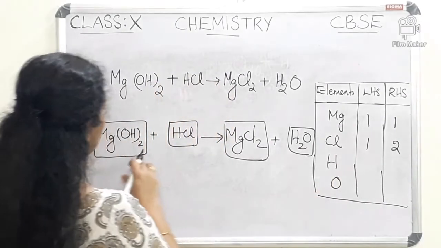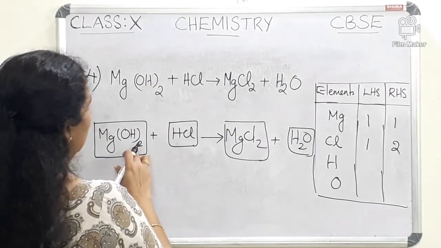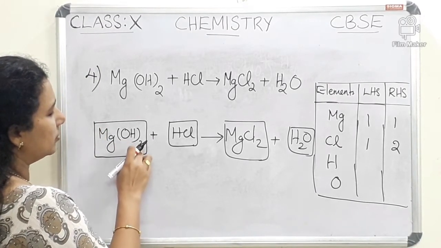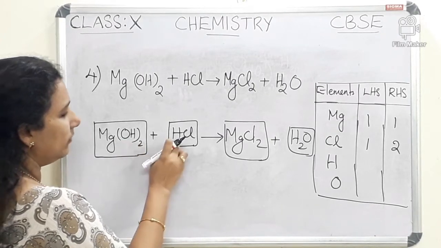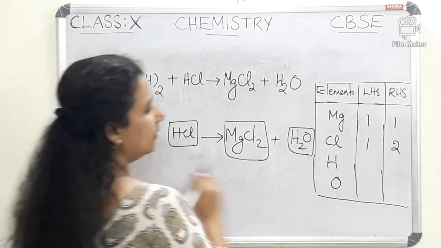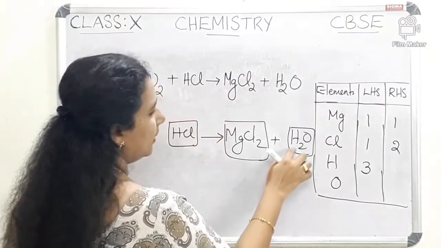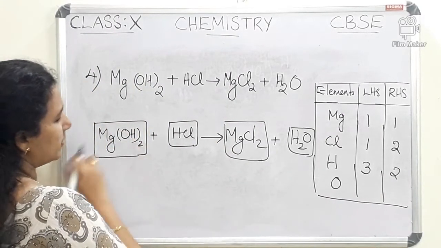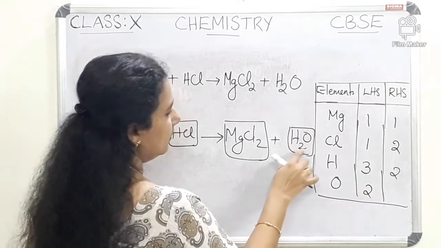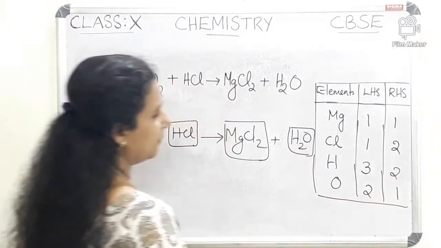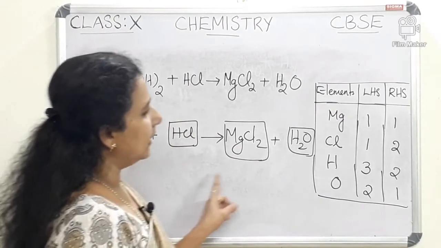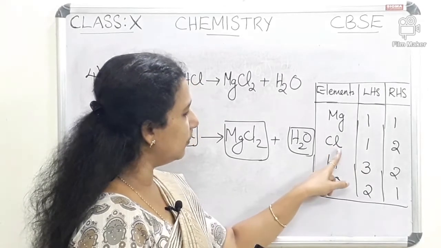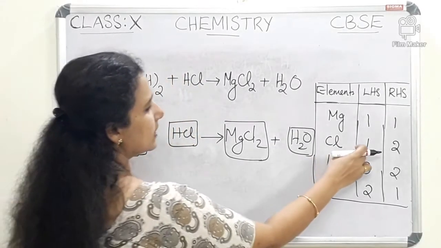Then chlorine, it is 1. RHS, it is 2. Hydrogen, this 2 is applicable to this oxygen and hydrogen. So there are 2 atoms of hydrogen here and 1 atom of hydrogen here. So total 3 hydrogen atoms. Here it is 2. Oxygen, there are 2 oxygen atoms. Then here it is 1. So first of all we need to balance magnesium, but in this case it is already balanced, but we have to go for chlorine. So LHS it is 1, RHS it is 2.